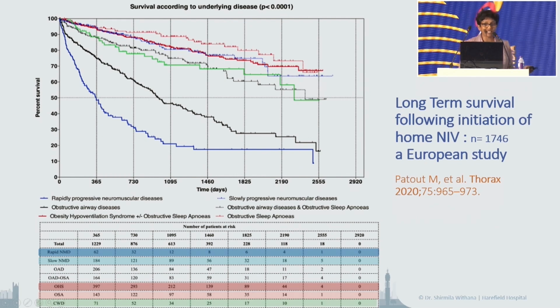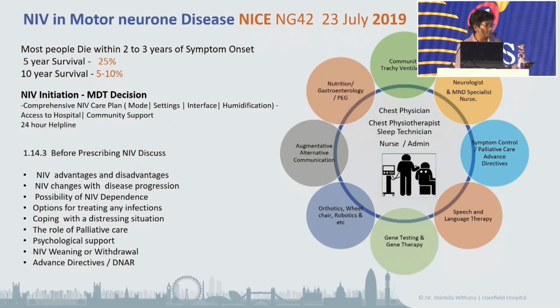We looked at this data before. This is the trajectories that we talked about, and the two blue lines is what I'm focusing on, the rapidly progressive neuromuscular and the slowly progressive neuromuscular. But we'll very much talk about the rapidly progressive group because that's where you need to know how to get your service structure sorted. So this is the multidisciplinary structure that we spoke about before.